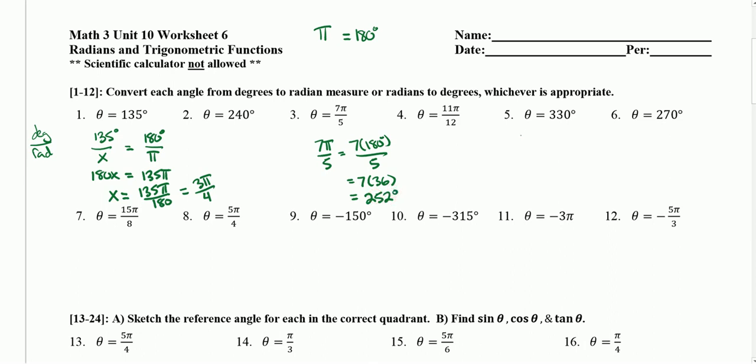Number 5, we have 330 degrees. We want to convert that to radians. We know that 180 degrees is going to equal pi radians. And so if I cross multiply here, I get 180x is 330 pi. Divide by 180 and you get x is 330 pi over 180. We can divide top and bottom by 30 and we get 11 pi over 6.